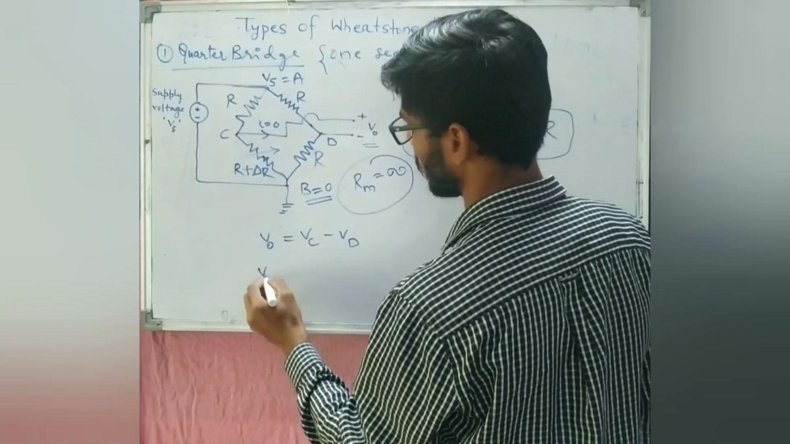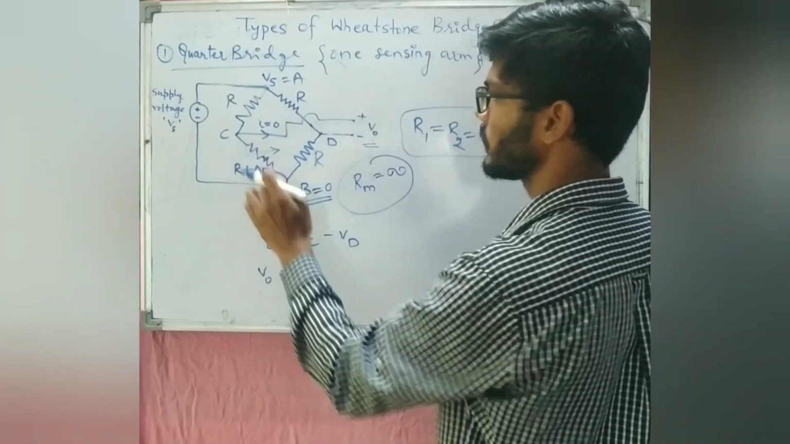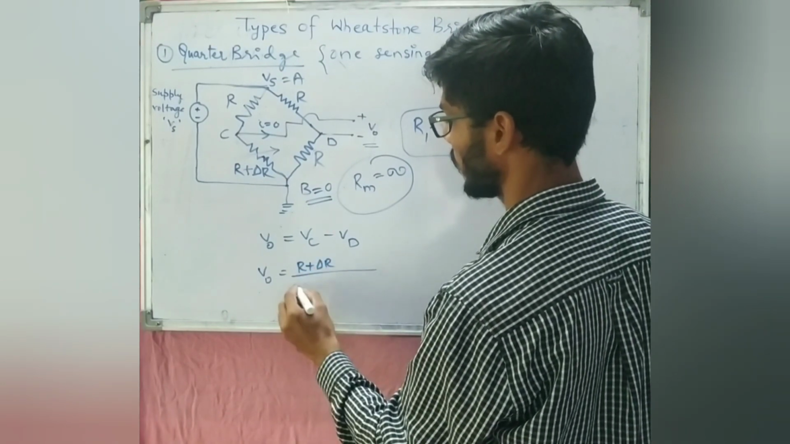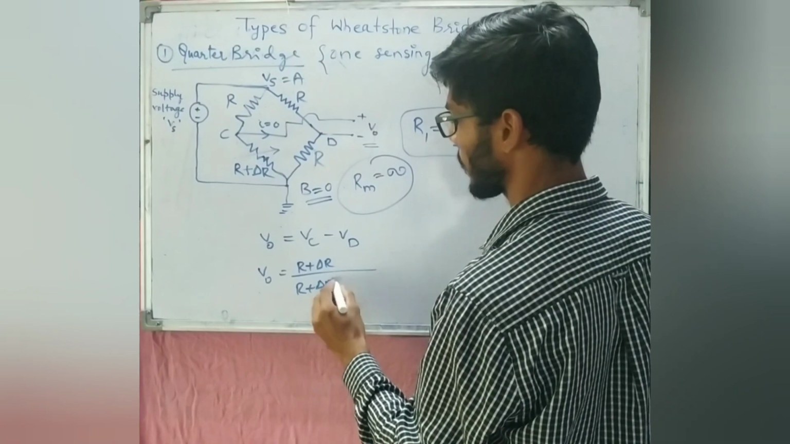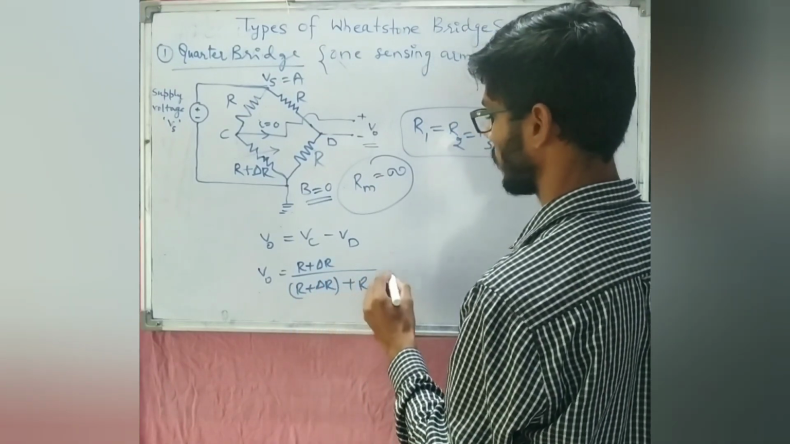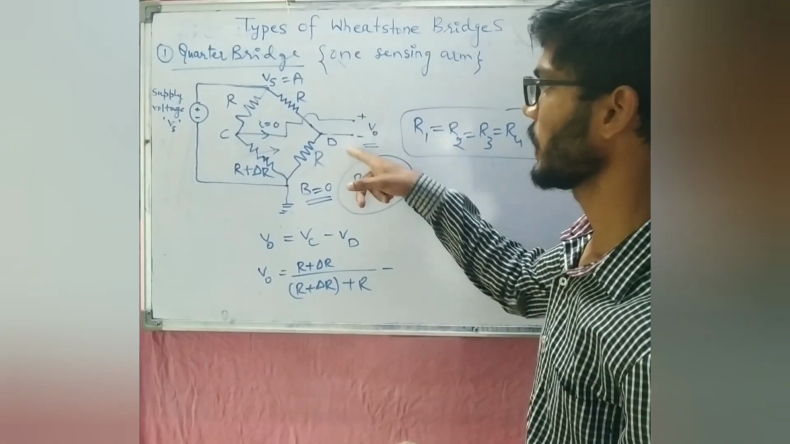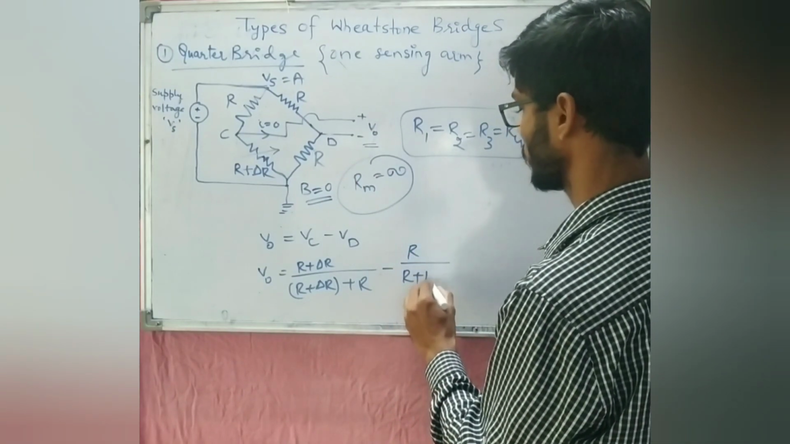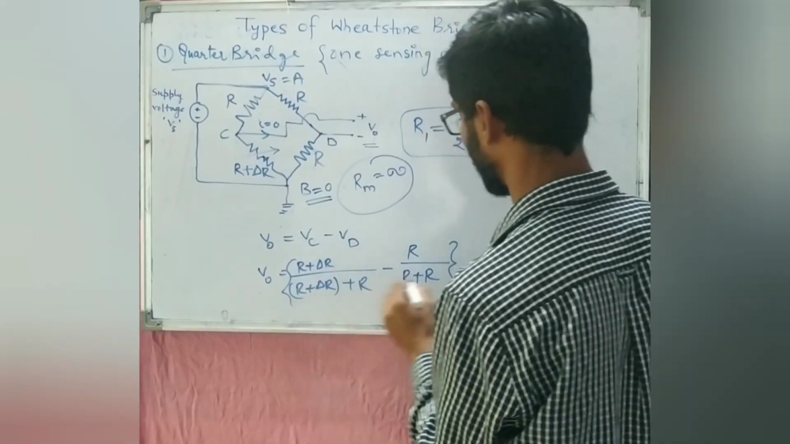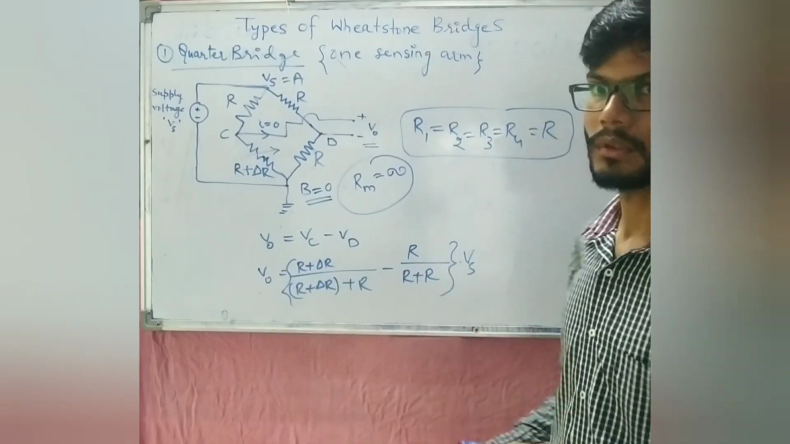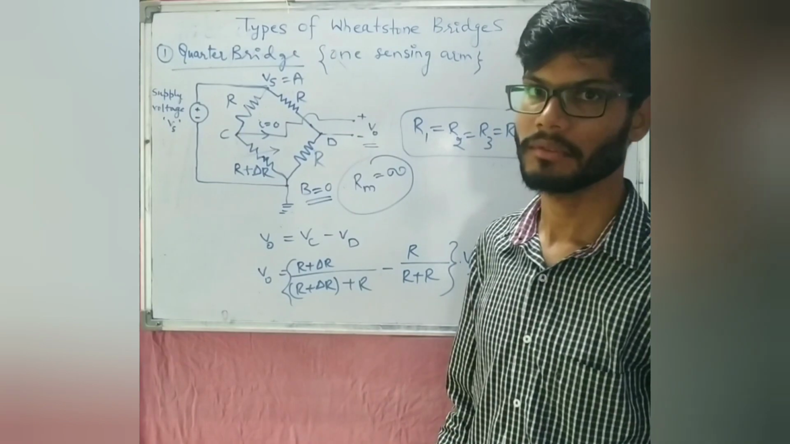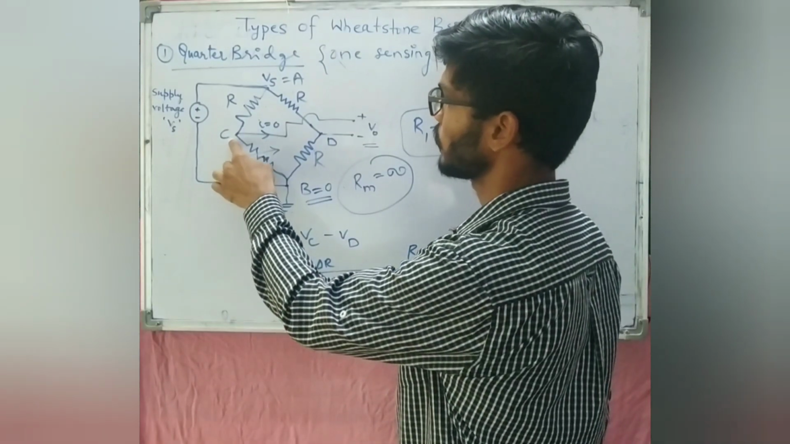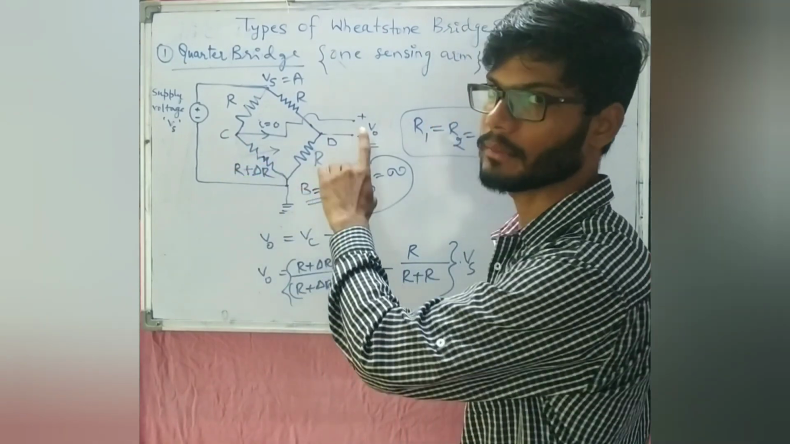So the voltage expression at point C is going to be simply the voltage division formula, (R plus delta R) divided by (R plus delta R plus R), minus the voltage at point D, which is going to be R by (R plus R), and the whole expression multiplied by Vs. As I already said, you need not learn any formula by heart, you just need to apply the voltage division rule. What will be the voltage at point C minus what will be the voltage at point D.